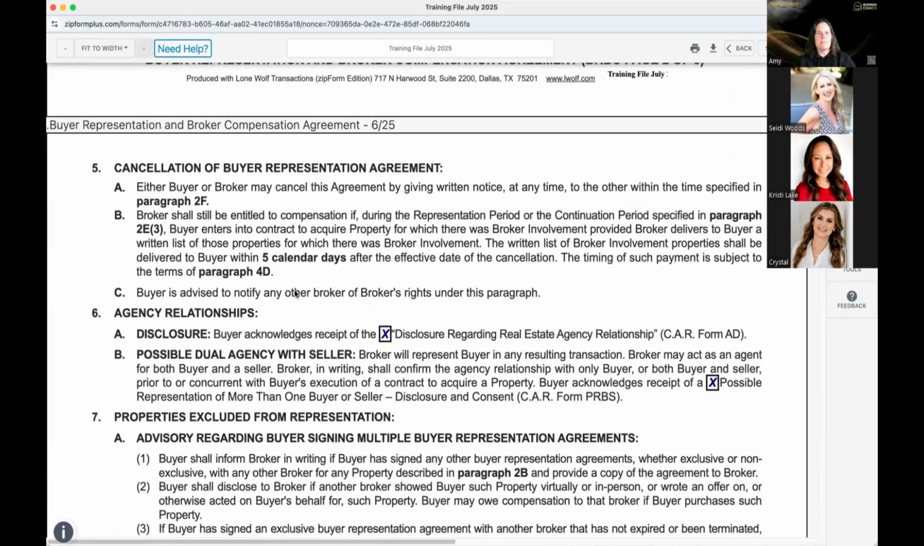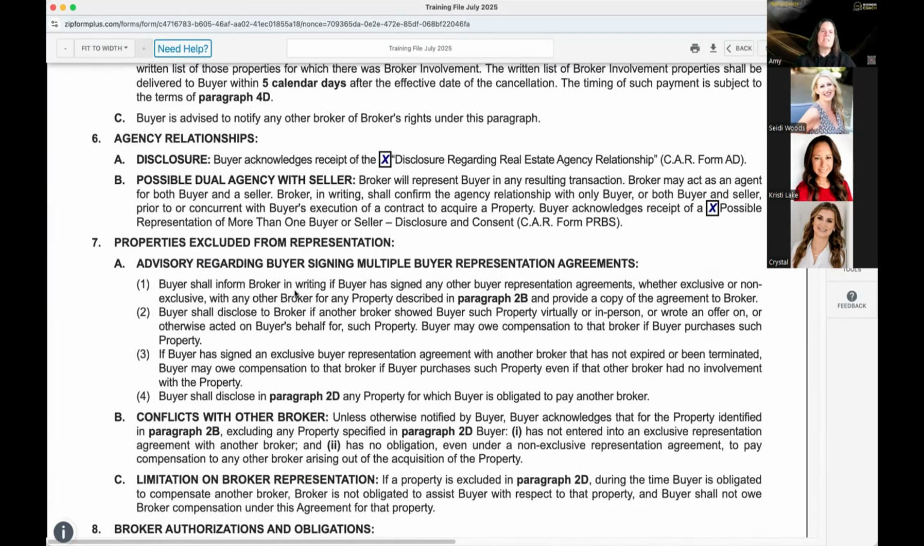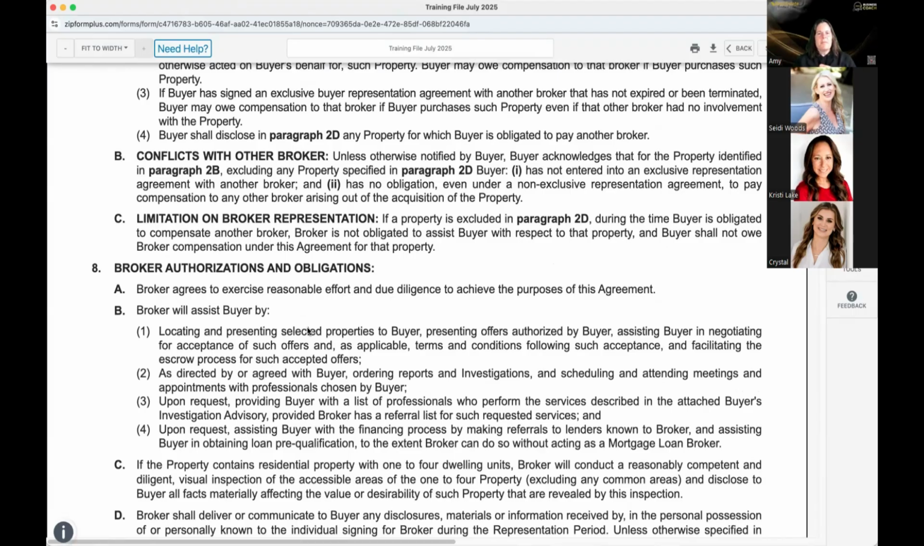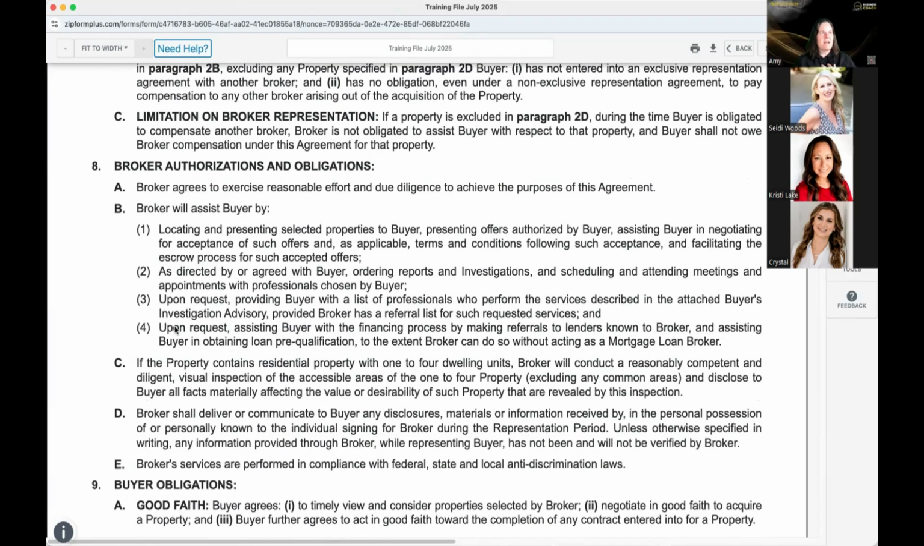Dual agency. Let's see, properties excluded from representation, conflicts with other broker, limitations on broker representation, broker authorizations and obligations. This is an important part here, this 8. This outlines the basic duties that you have to perform for this buyer. You should be going above and beyond this. You should be able to explain how you might go above and beyond some of these items. I would personally make sure you spend some time in Section 8 of the Buyer Representation Agreement, knowing what your minimum is so that you can describe that and explain your value to a potential buyer.